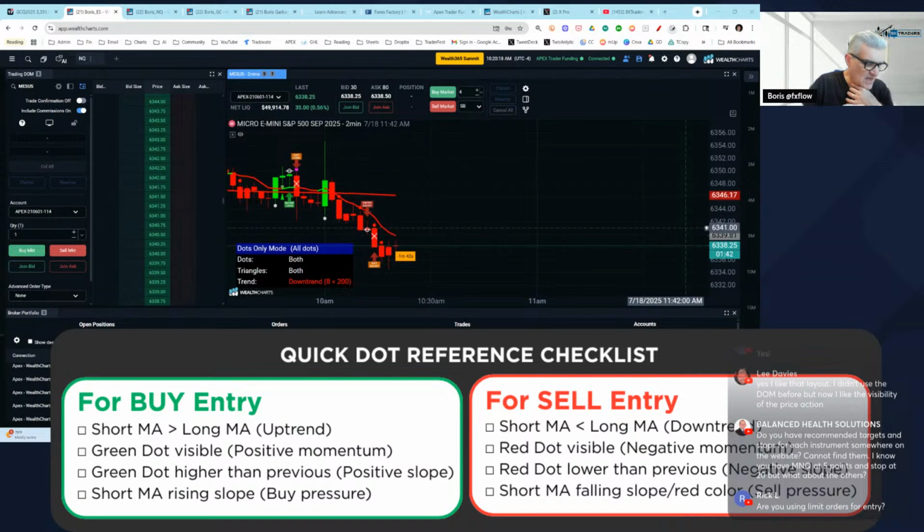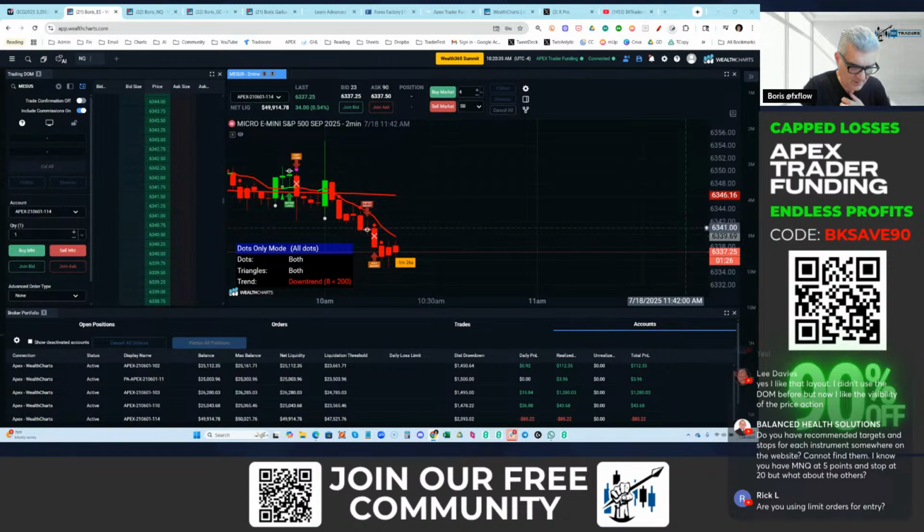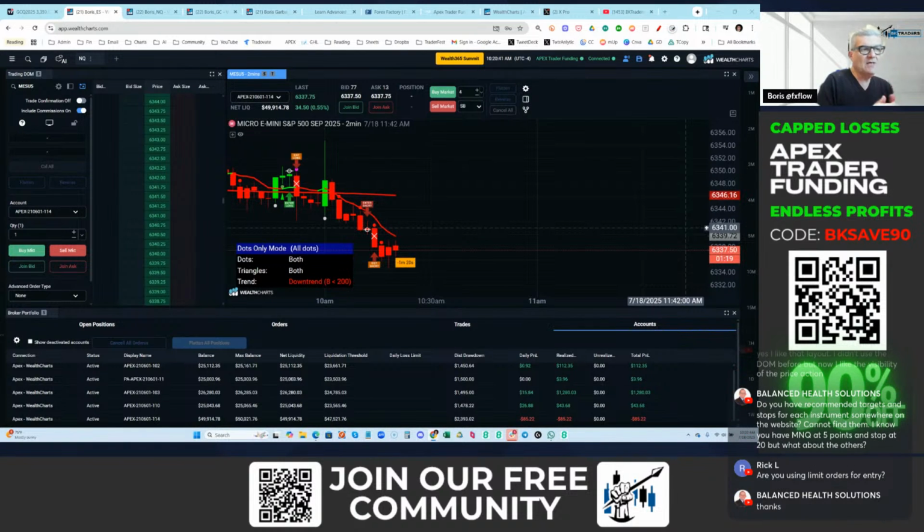Balanced Health Solutions. I'm going to make this kind of a reference checklist next week for all the stops and targets, and you guys can literally see them. Okay. I'll do that then. Most everybody knows what they are, of course, but new people are always wondering. It's very simple. It's 1-4 in terms of points in S&P, 520 in Nasdaq, and 8 ticks, 32 ticks in gold. That's what I trade these days.